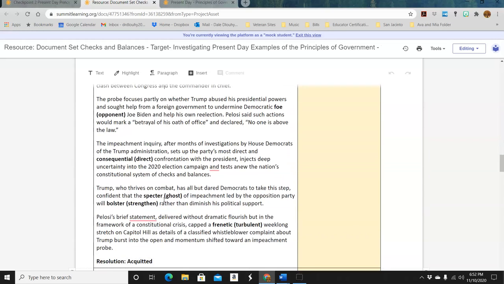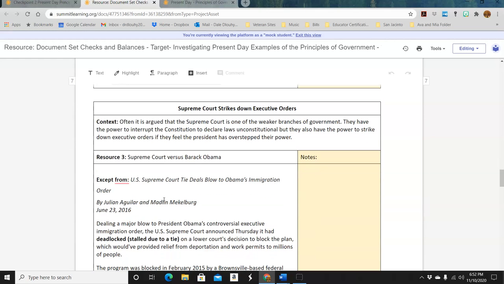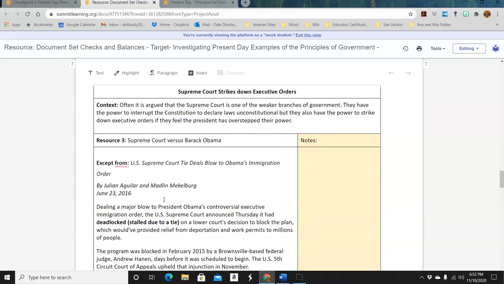President shouldn't lie or do bad things. Okay, now we're going to go to resource 3. Resource 3 is where we have the Supreme Court striking down President Obama's executive order pertaining to immigration.